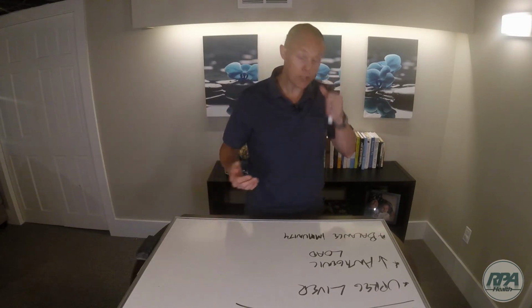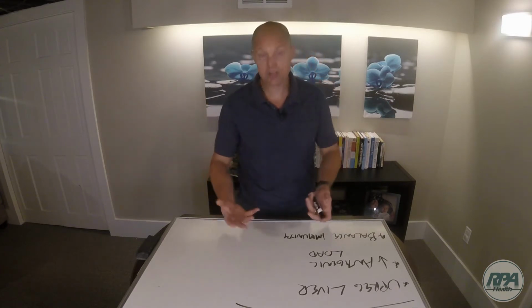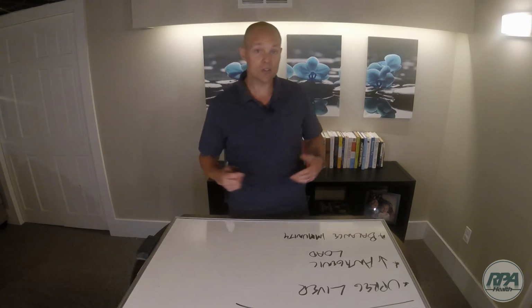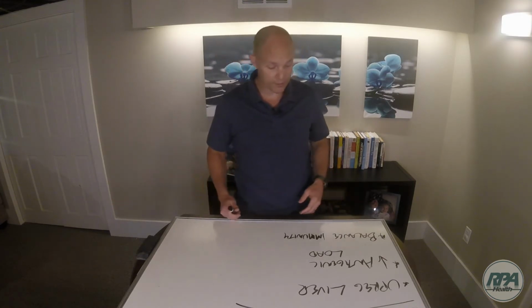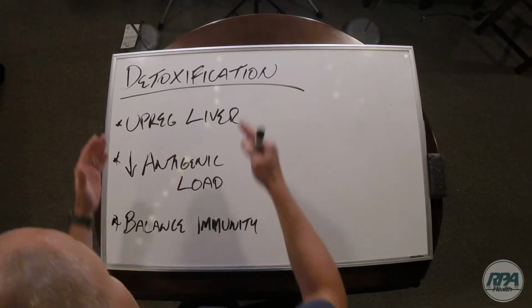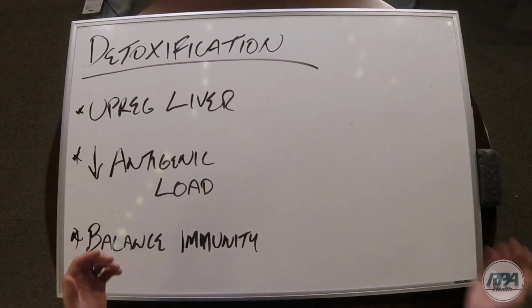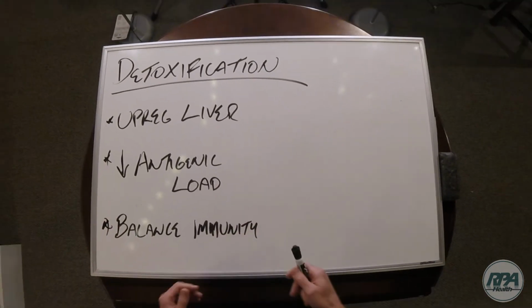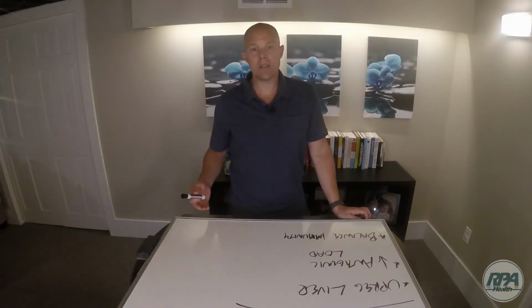And so we want to use detoxification processes to clear out the liver, to heal the liver, in order for our detoxification system to work correctly. And so in this process, we want to upregulate liver function. We want to decrease the antigenic load. Now, what does that mean?